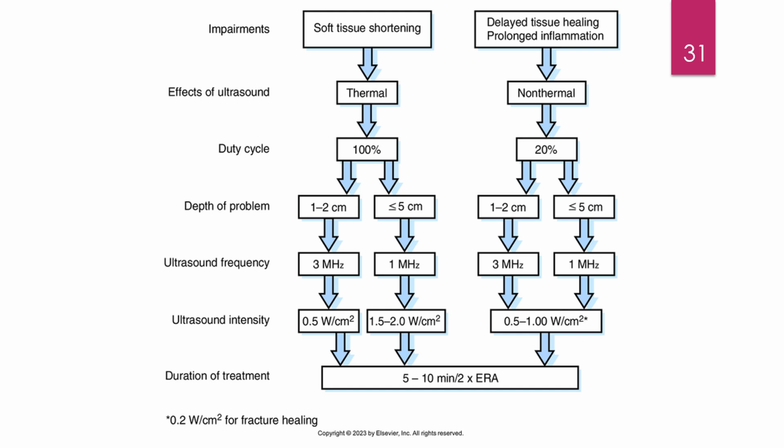So let's look here really quick. We can just go from the top on down. So why would we use thermal ultrasound? Well, typically the main reason that we're going to use is because there is some kind of soft tissue shortening going on, and we're trying to increase the heat to improve elasticity and maybe help stretch that patient out. So you see an impairment, soft tissue shortening, you're automatically thinking thermal ultrasound. That means that you're going to set the duty cycle at 100%.